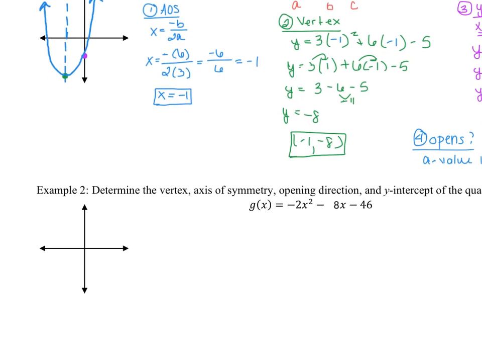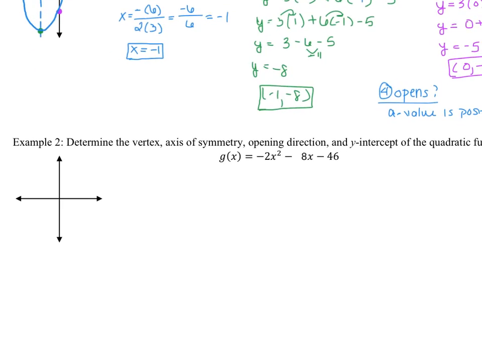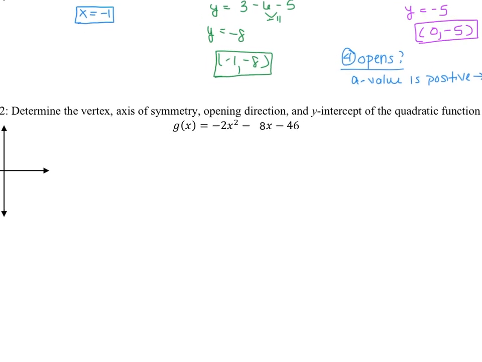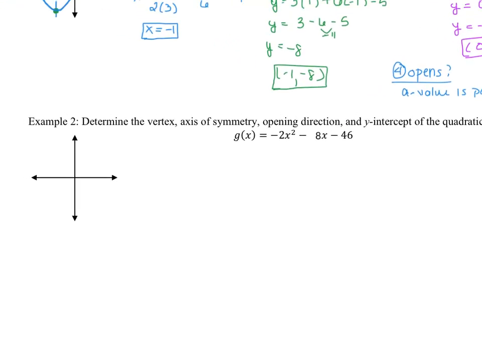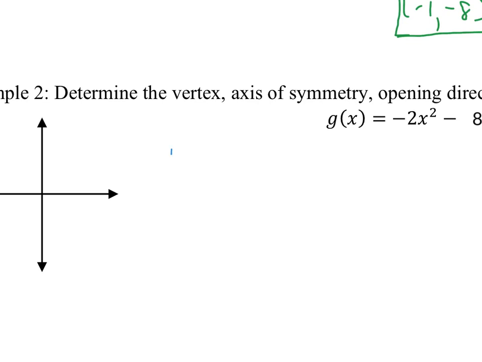So number 2, determine the vertex, axis of symmetry, opening direction, and y-intercept of the quadratic function g of x equals -2x squared minus 8x minus 46. So we're going to start this off the same way that we started off number 1, by finding the axis of symmetry. So number 1, AOS for axis of symmetry.